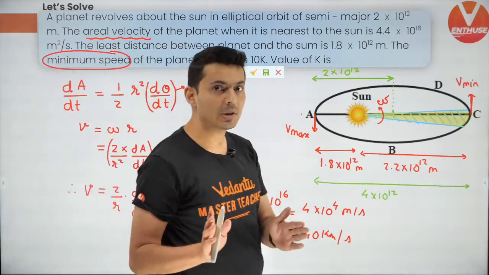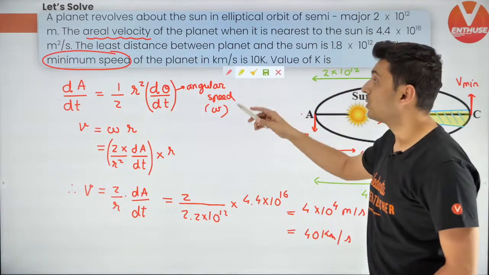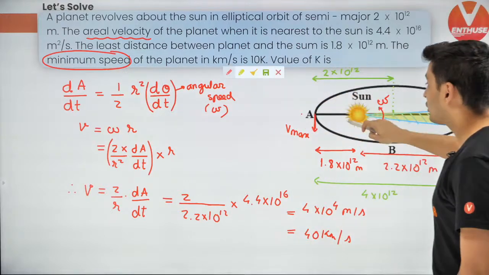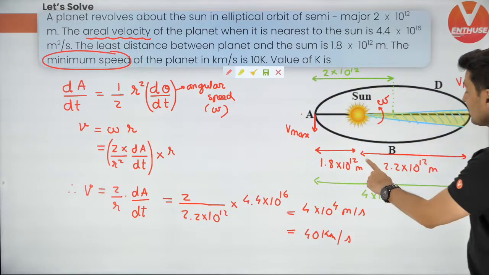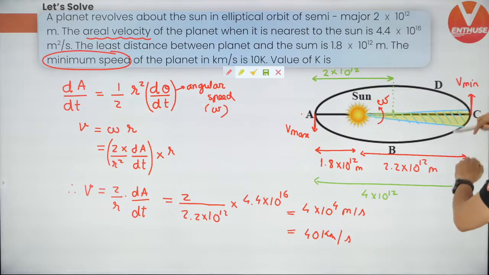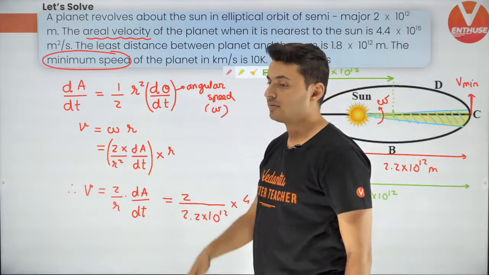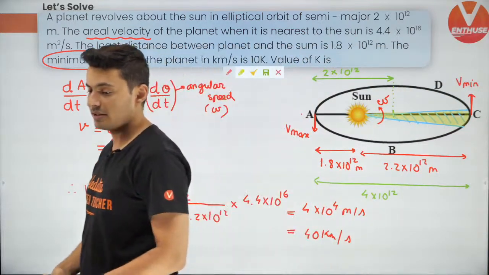Clear? Is it now understood how to solve this problem? Because the question asked you minimum speed, so you cannot use this distance which was given. You have to first figure out this distance in order to figure out the minimum speed, and this formula is very important. There have been questions on this.